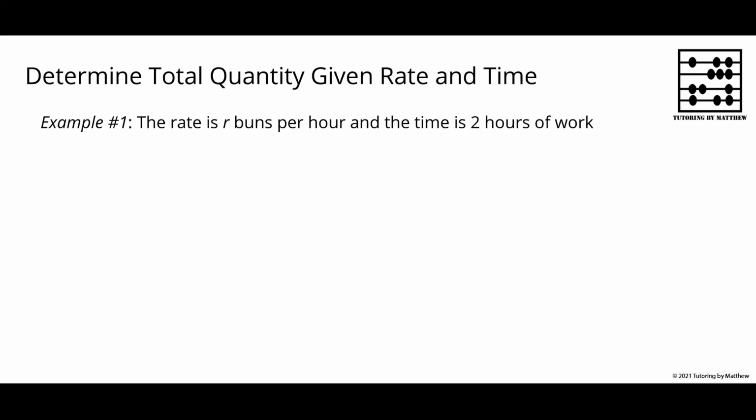Determine total quantity given rate and time. Example number 1. The rate is R buns per hour, and the time is 2 hours of work. The total amount is generally defined as the product of rate times time. Total equals R times T. Here, the rate is R buns per hour, and the time is 2 hours.